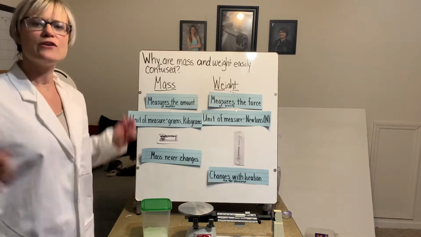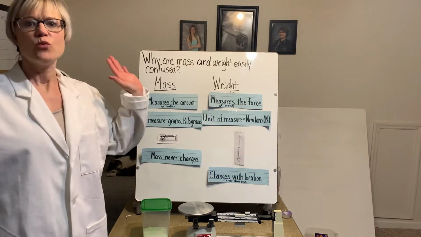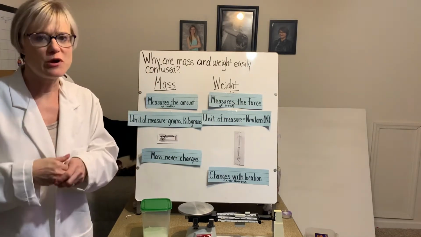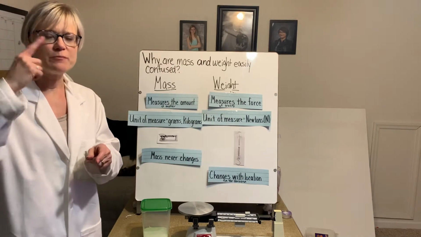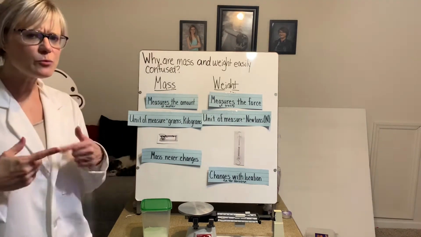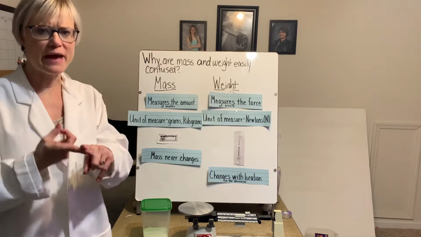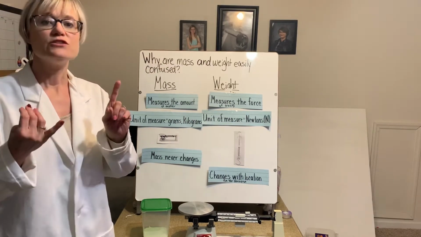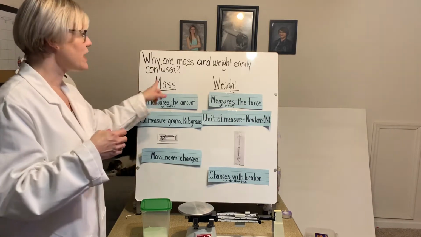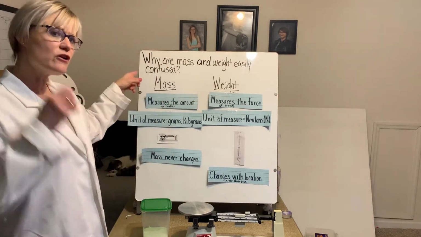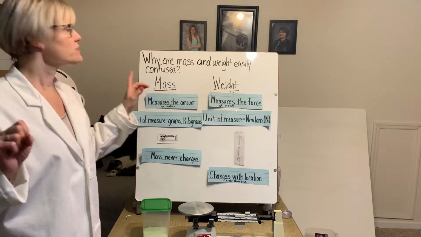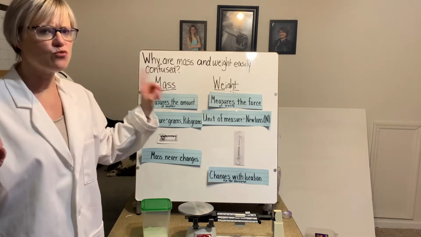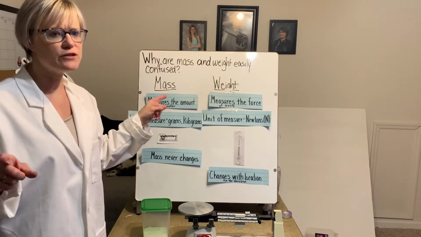Welcome back. All right, so today what we're going to do is delve a little deeper into the properties of matter. So we need to think back to last week. The properties of matter we were talking about were mass, weight, volume, and density. So we're going to delve in today into mass and weight. And I've got an overall question that I want to focus on. Why are mass and weight so easily confused?